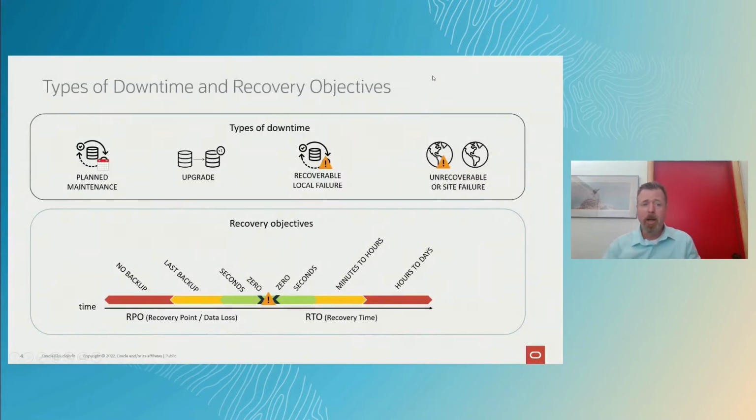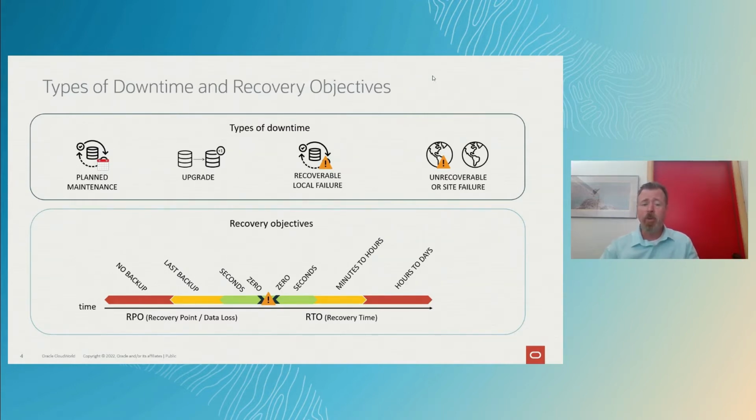And without further ado, I'll jump into the topic at hand. First, before we jump into maximum availability architecture, it's important to understand the downtime and recovery objectives that we're trying to address with the solution. Types of downtime include planned maintenance, upgrade, recoverable local failures, and unrecoverable or site failures, such as losing your entire data center or entire region. Keep in mind that planned maintenance activities tend to occur a lot more often than unrecoverable site failure, which hopefully never occurs, but we do know occurs from time to time.